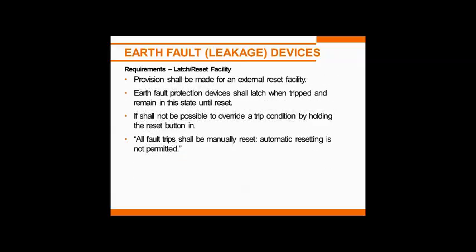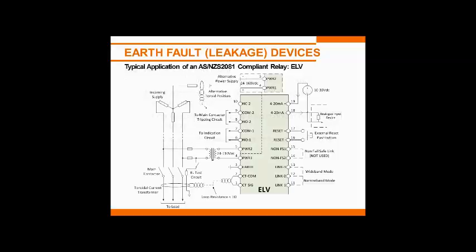The relay must have an external reset. The fault protection device shall latch when tripped and remain until it's reset. Certainly the earth leakage relays all latch, and you must not be able to override it, which is a sensible requirement as well. And all faults shall be manually reset. They're not permitted to automatically reset these relays. So earth leakage is considered a fairly important and high priority device that shouldn't be automatically reset.